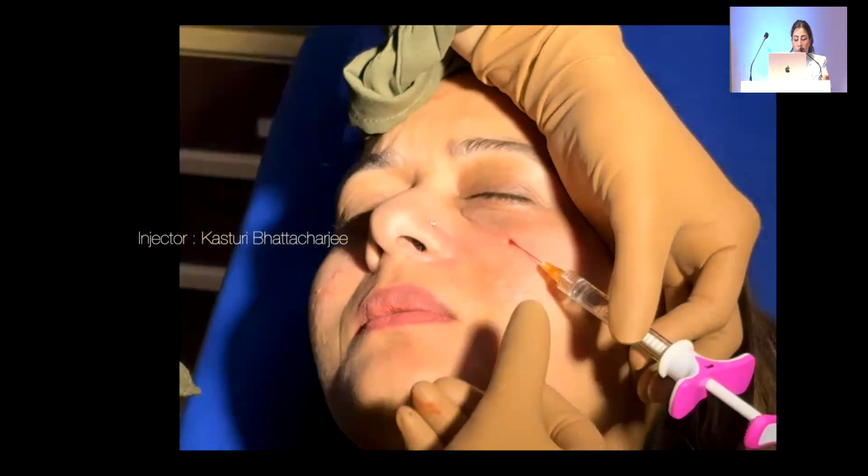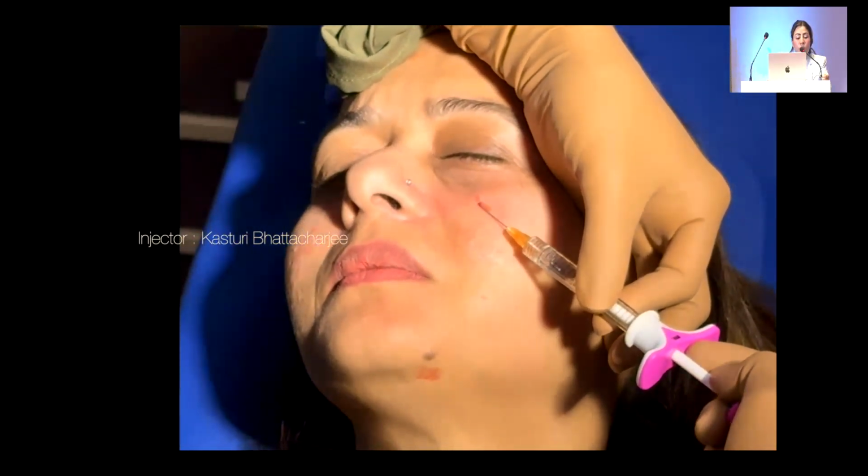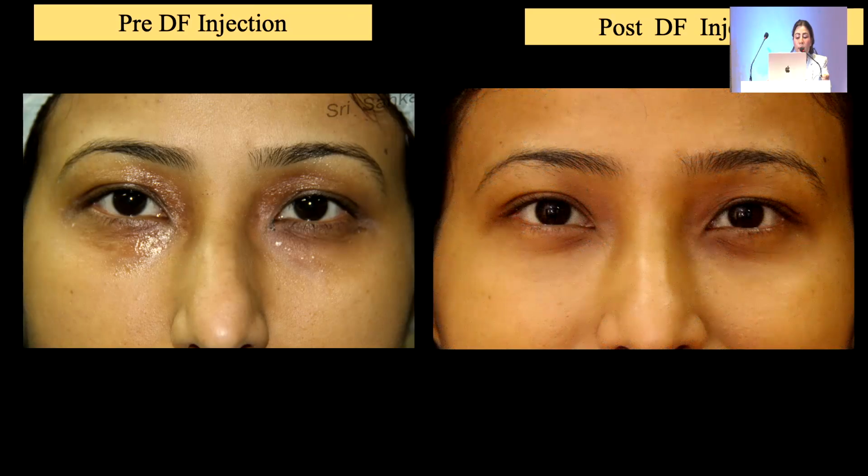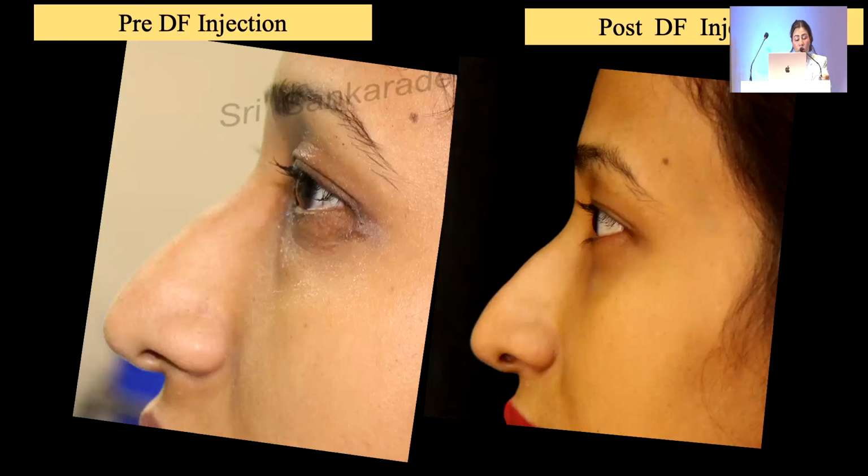So I feel that it not only corrects the tear trough, but it does multiple wonderful things around the periocular region with the same dermal filler. And this is how she was before. This is on the table after the procedure, and the fourth important aspect is that it also converts this negative vector into a positive vector.